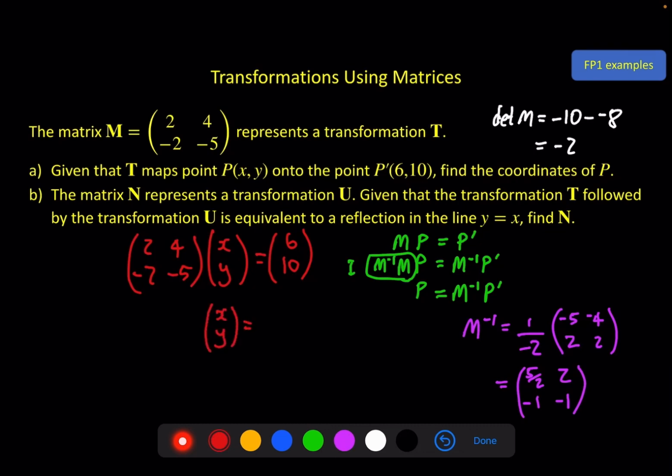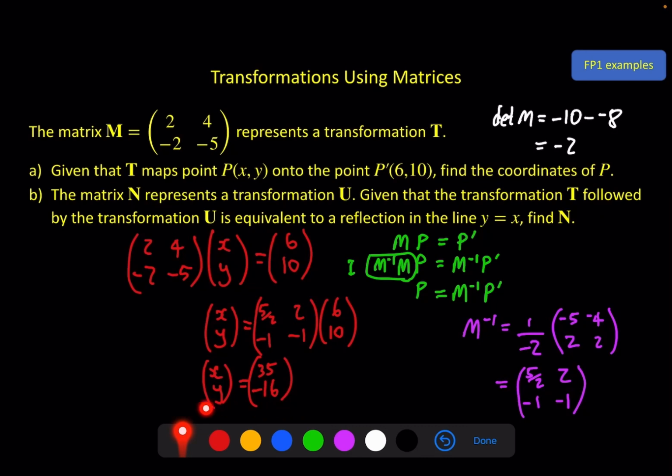And I'm multiplying that on the left of this expression, 5 over 2, 2, minus 1, times by 6, 10, will give me the answer x, y. 15 plus 20 is 35, minus 6, minus 10, minus 16. And hopefully if you do the simultaneous equations method, you get those same answers. So P is 35, minus 16.